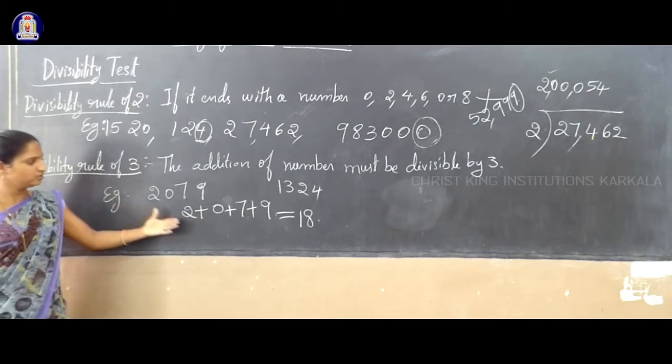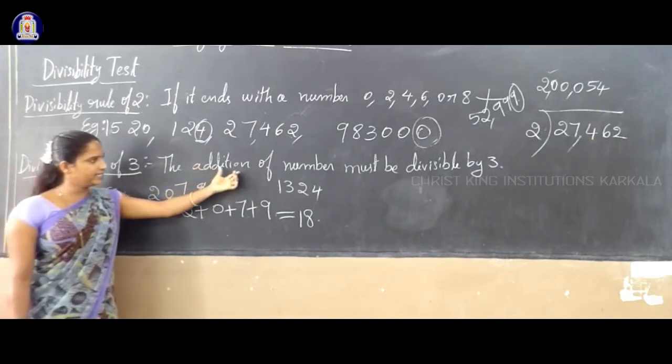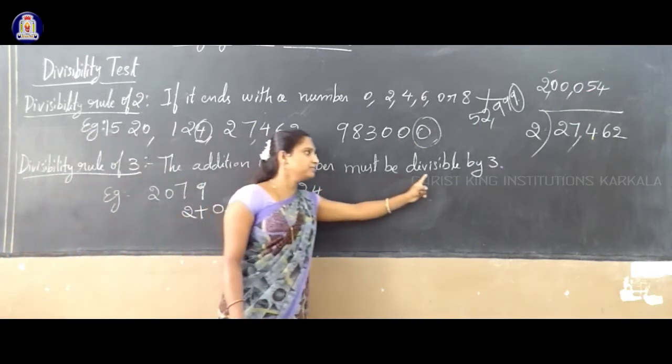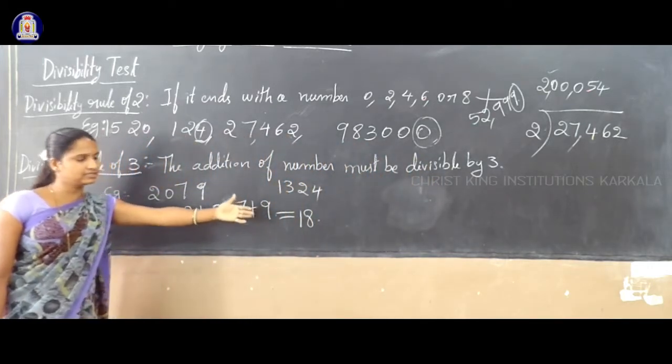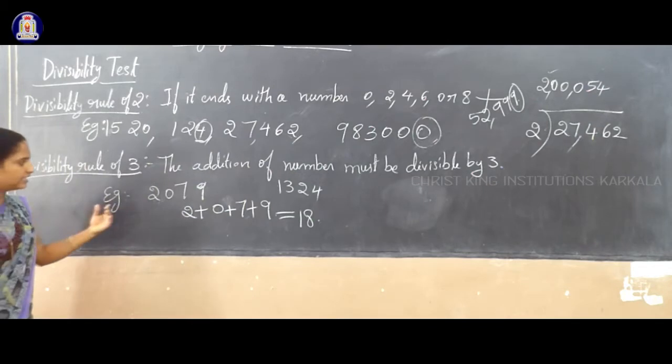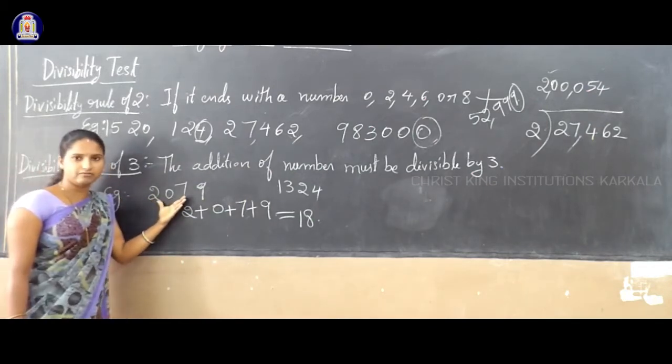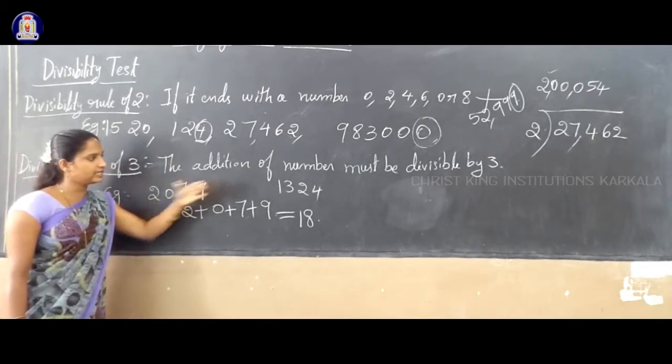How to check? You must know this rule. See, the addition of the digits must be divisible by 3. If the addition of the number is divisible by 3, then we can say that the given number will definitely divide, right?